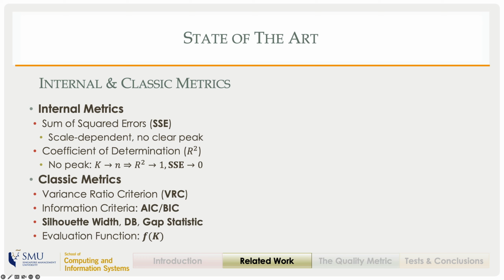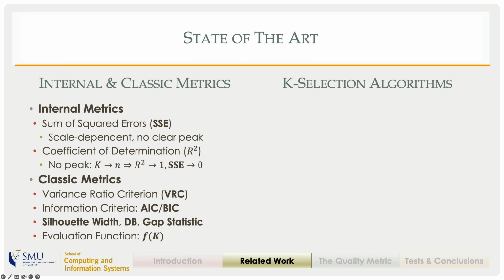Finally, there is an evaluation function, f of k, based on the comparison between a reference distribution and the actual distribution that you get from the model, similar to the gap statistic. So these are different indexes that you have that can quantify the quality of the k-means clustering run. We will compare our metric against these things.